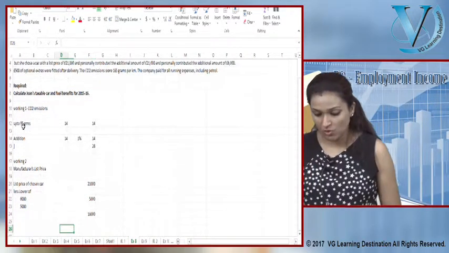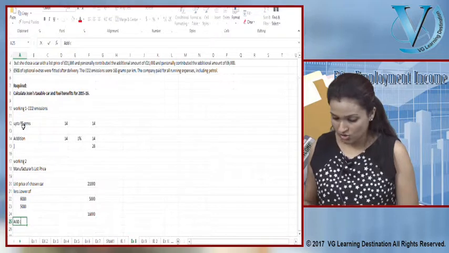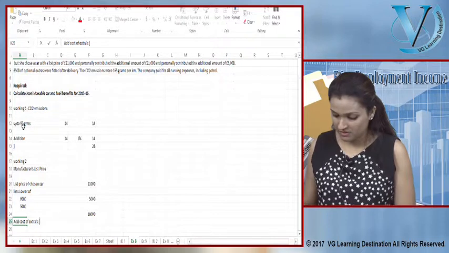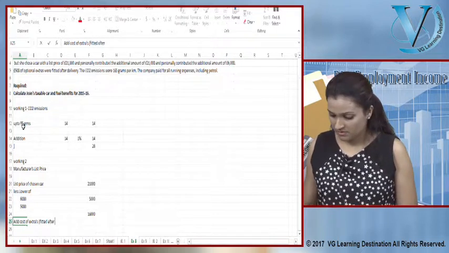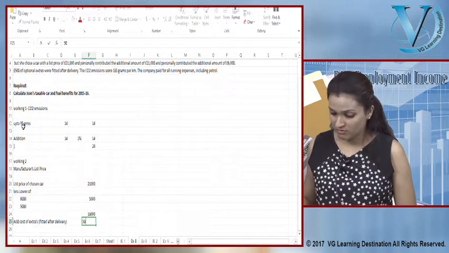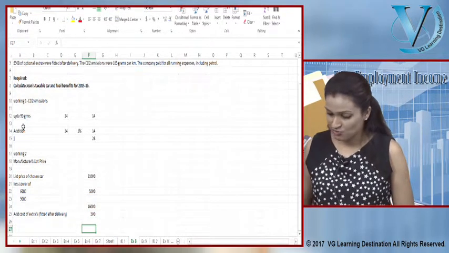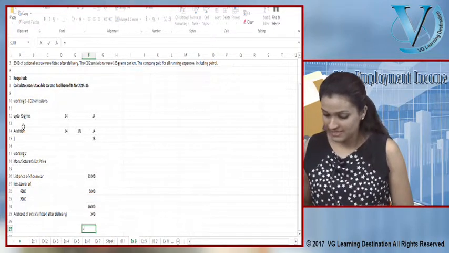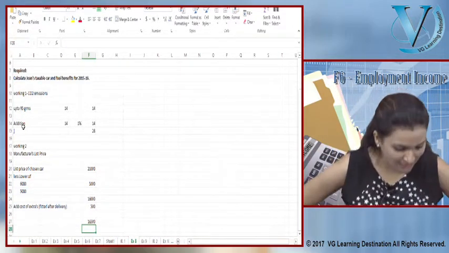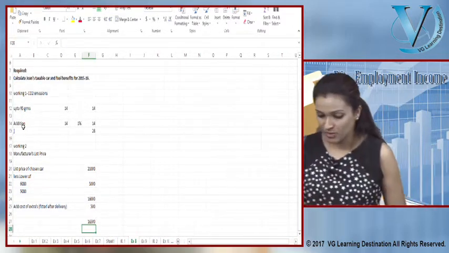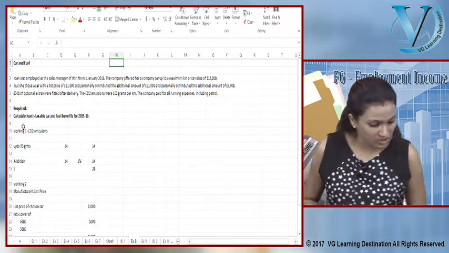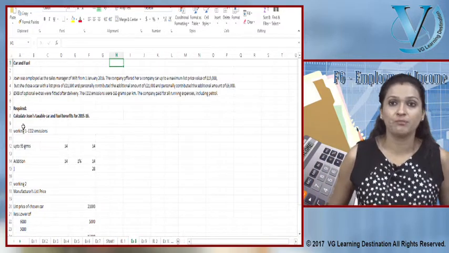What else do you do? You also need to add the cost of extras fitted after delivery, which is given to us in the question as £500. Your manufacturer's list price now equals 16,000 plus 500, so 16,500 is your list price. Now can we start with the question? Let's now calculate the benefits, the assessable value, which is going to be there under employment income.